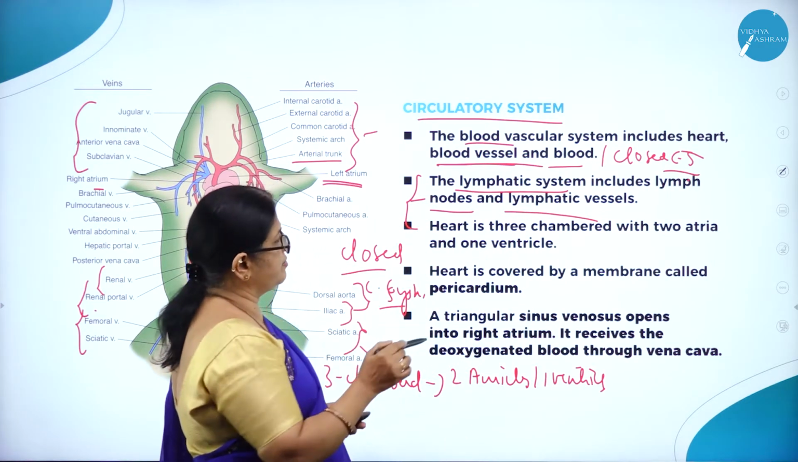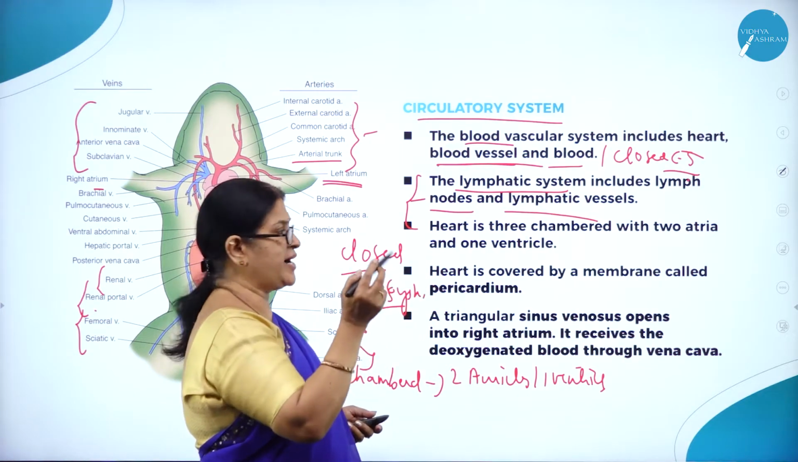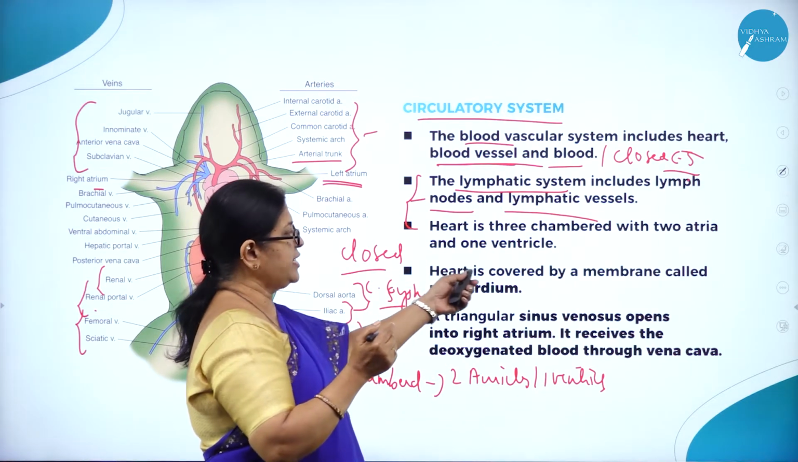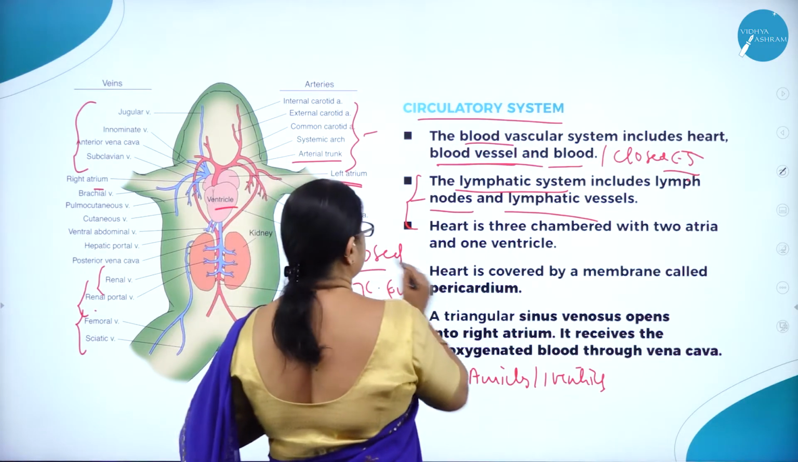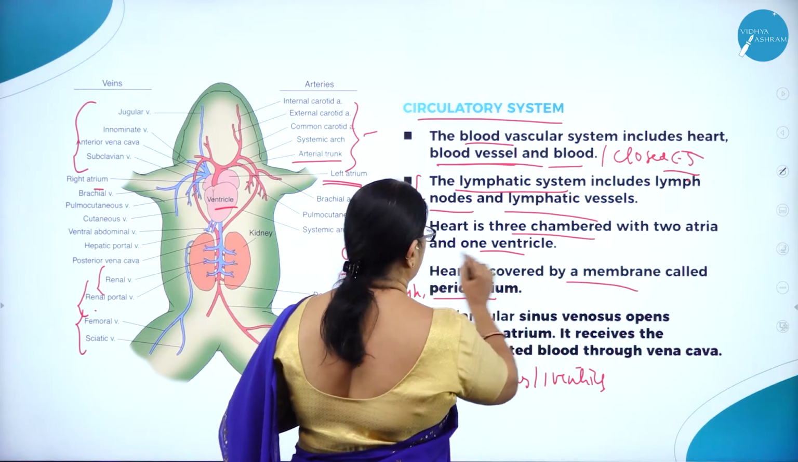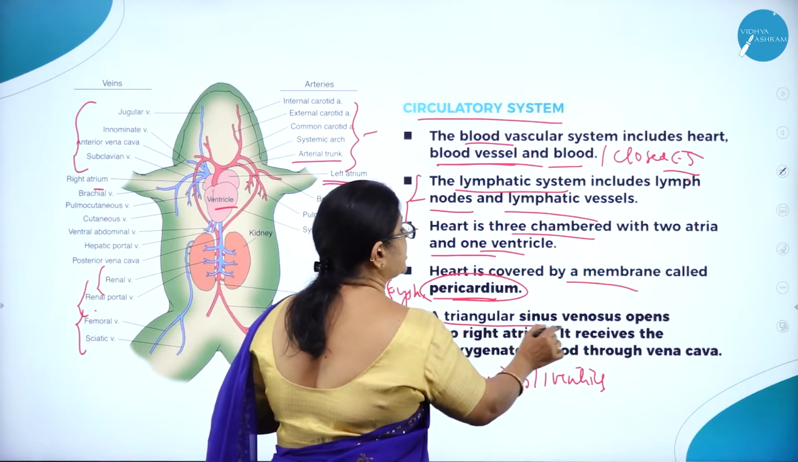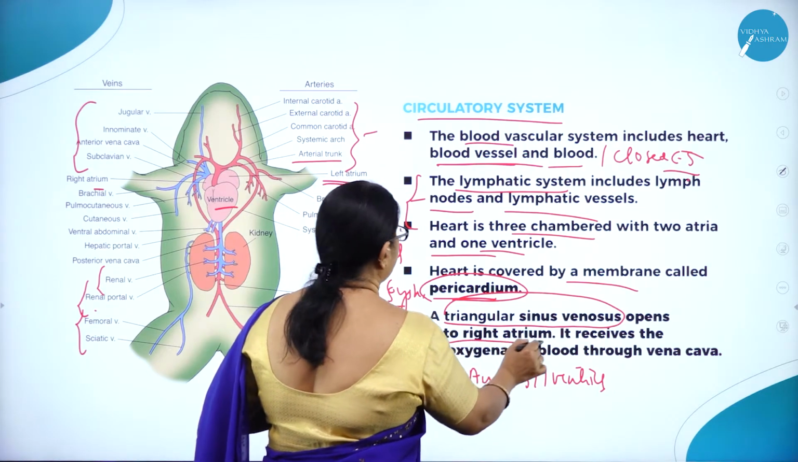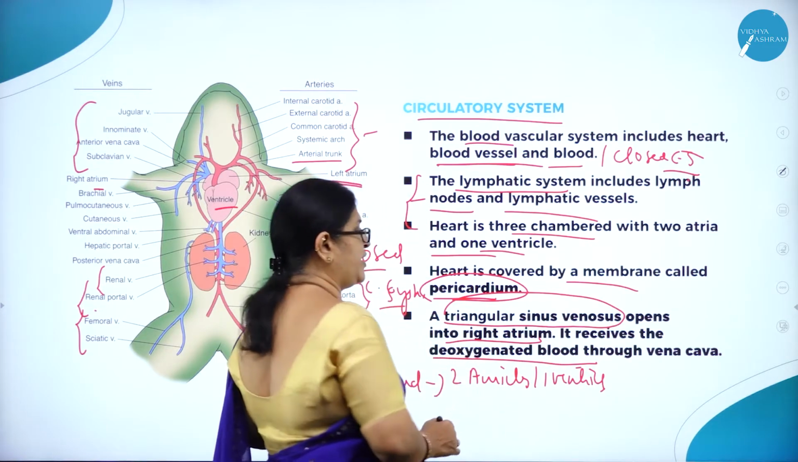The blood vascular system includes heart, blood vessels and blood. The lymphatic system includes lymph nodes and lymphatic vessels. The heart is three-chambered with two auricles and one ventricle, and it is covered by a membrane called pericardium, the outermost layer. A triangular sinus venosus opens into the right atrium, and it receives the deoxygenated blood through the vena cava.